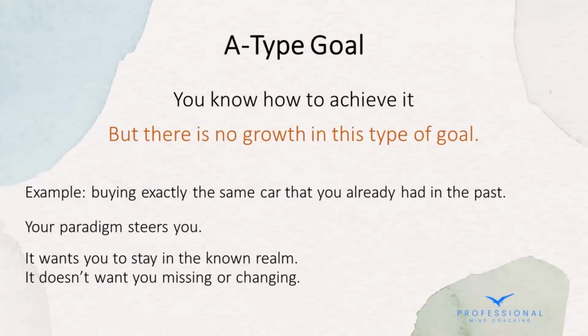The first type is the A-type goal. In this type of goal, you know how to achieve it, but there is no growth in this type of goal. As an example, imagine you want to buy exactly the same car that you already had in the past. It's not a big deal. You experienced it and you know the process. You know how to achieve it. So there isn't a big stretch in it.